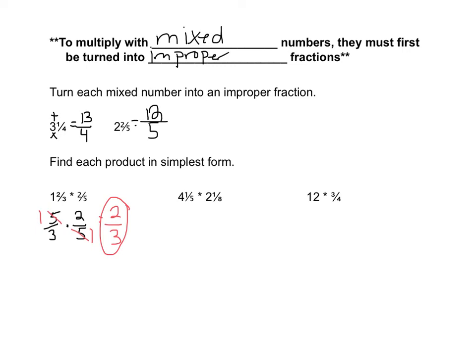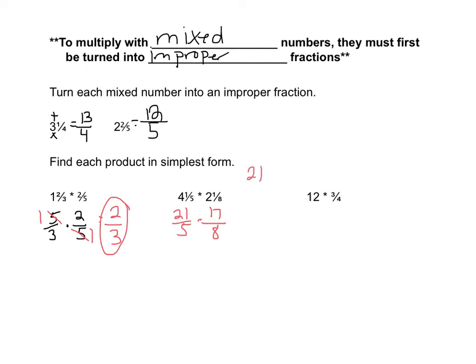4 1/5, 4 times 5 is 20, plus 1 is 21 fifths. And then 8 times 2 is 16, plus 1 is 17 eighths. Now in this case we can't actually simplify anything. So what I'm going to do is just multiply straight across.